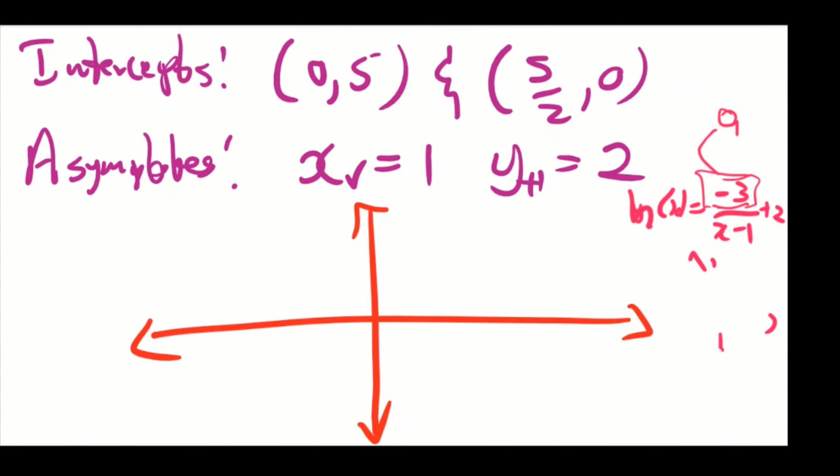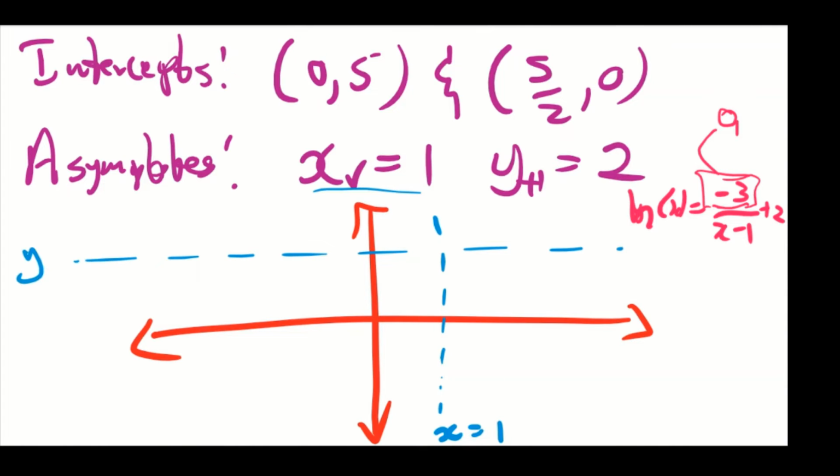So what we're going to do is indicate our asymptotes in the graph. So we're having our vertical asymptote being equal to 1. So let's say this is our vertical asymptote, x equals 1. Our horizontal asymptote being equal to 2. So this would be our y equals 2, right? And then we're having our y-intercept here being 0 and 5. So let's say 0 and 5 is somewhere here.